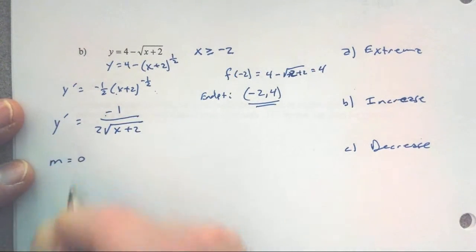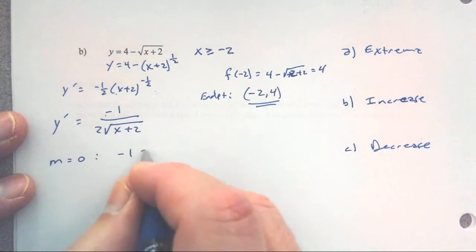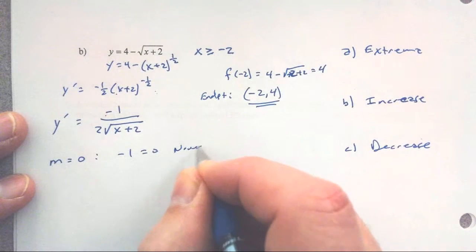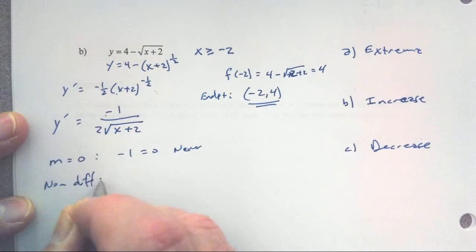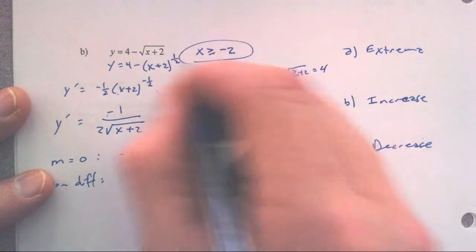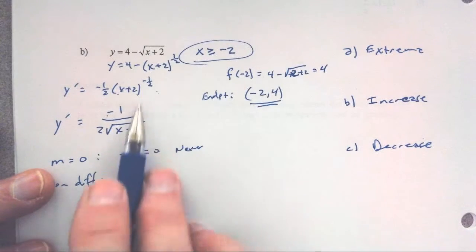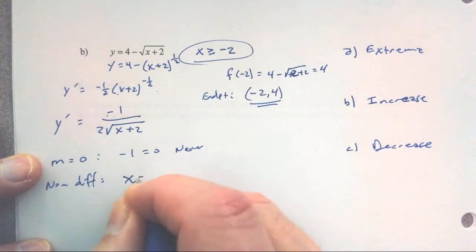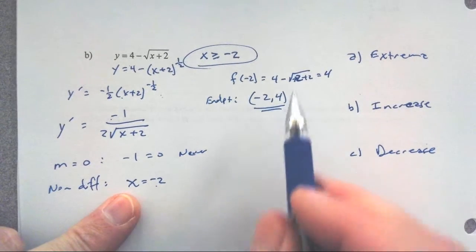I find out when the slope is 0. A fraction is 0 only when the numerator is 0. Never. When is it non-differentiable? This is non-differentiable at negative 2 or anything less than negative 2, but we're only dealing with numbers that are bigger than or equal to negative 2, and the only one of those in here is x equals negative 2 as a point of non-differentiability. Therefore, we should find that coordinate, but we've already found it.